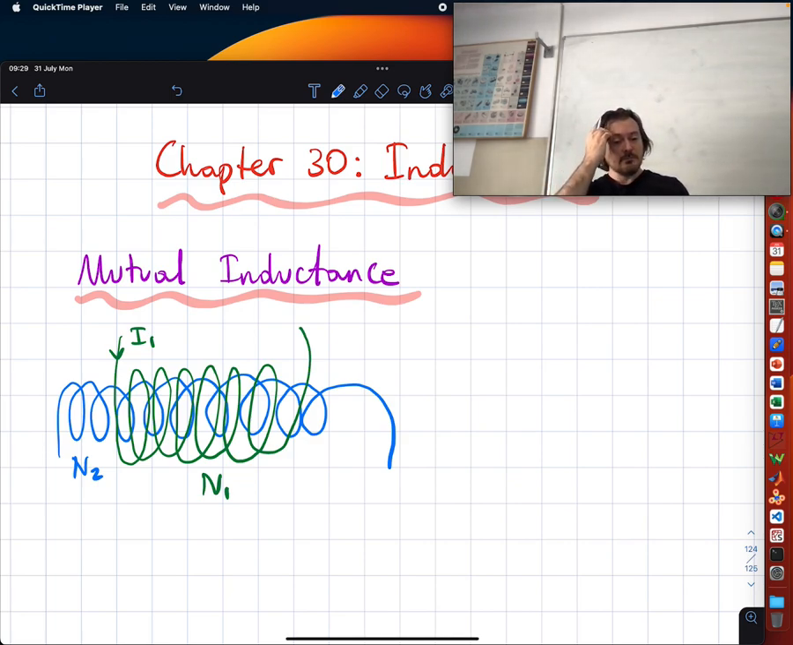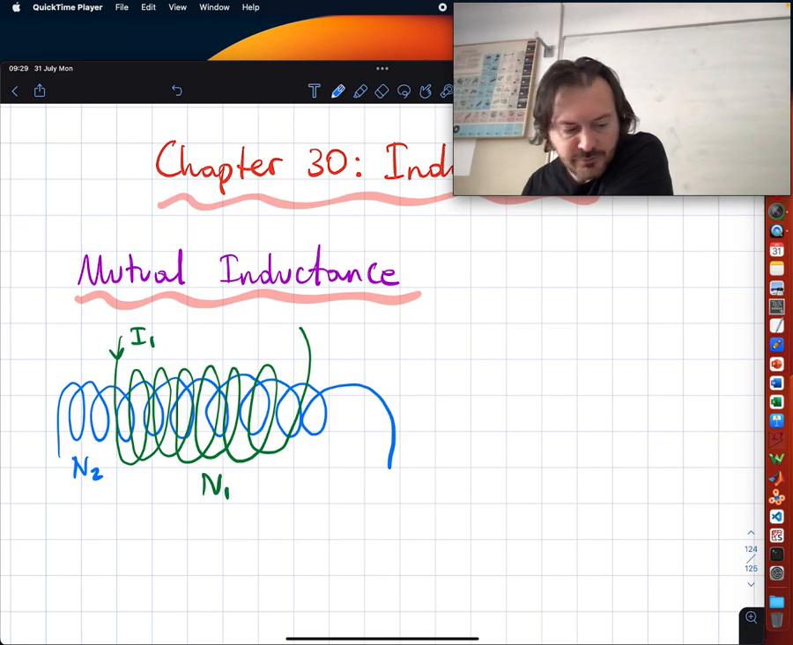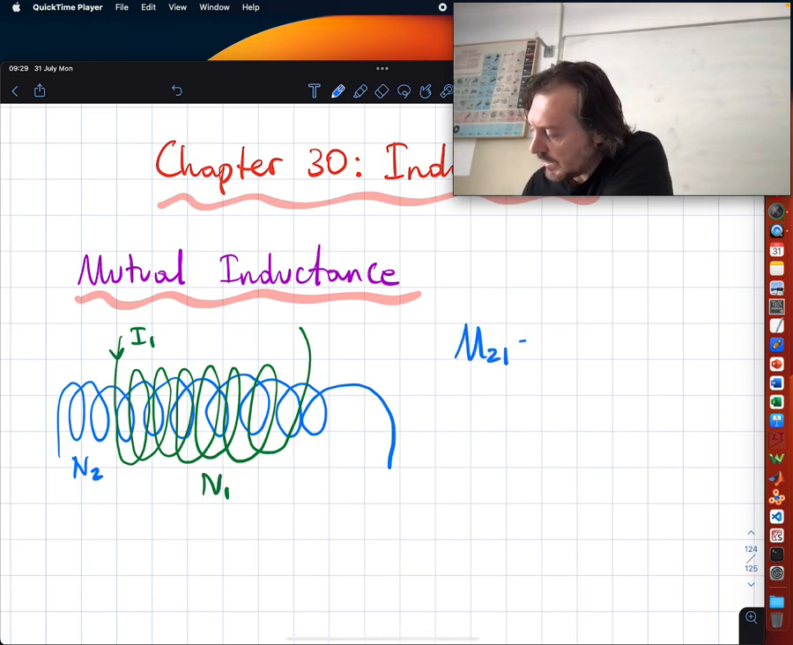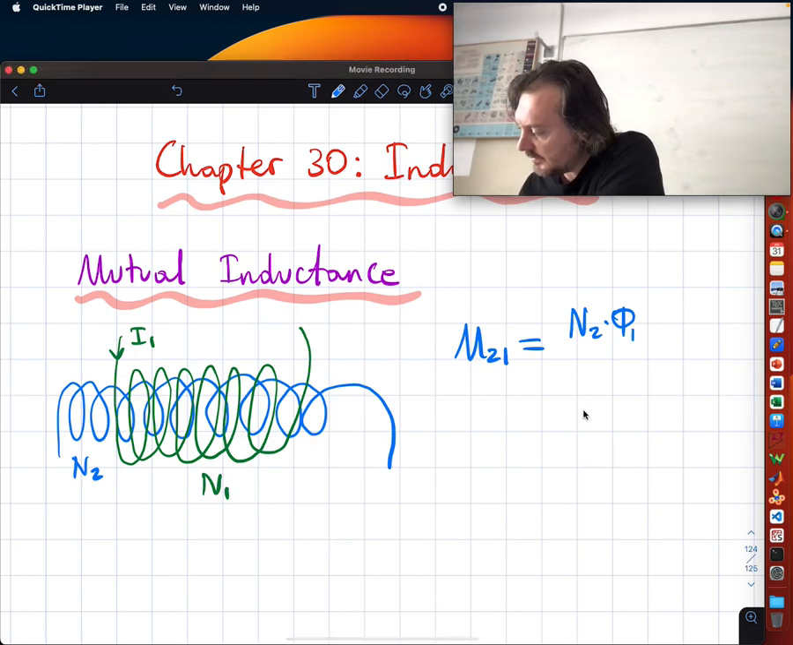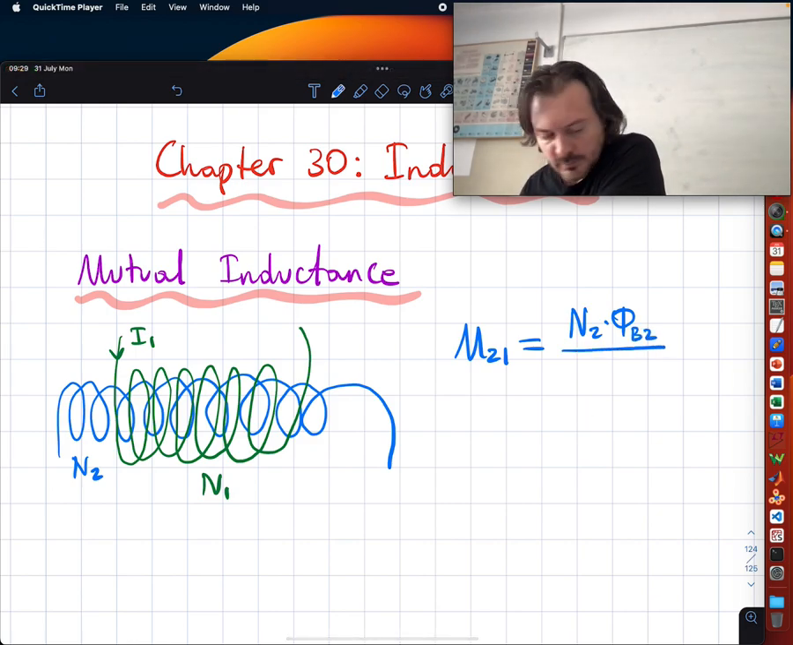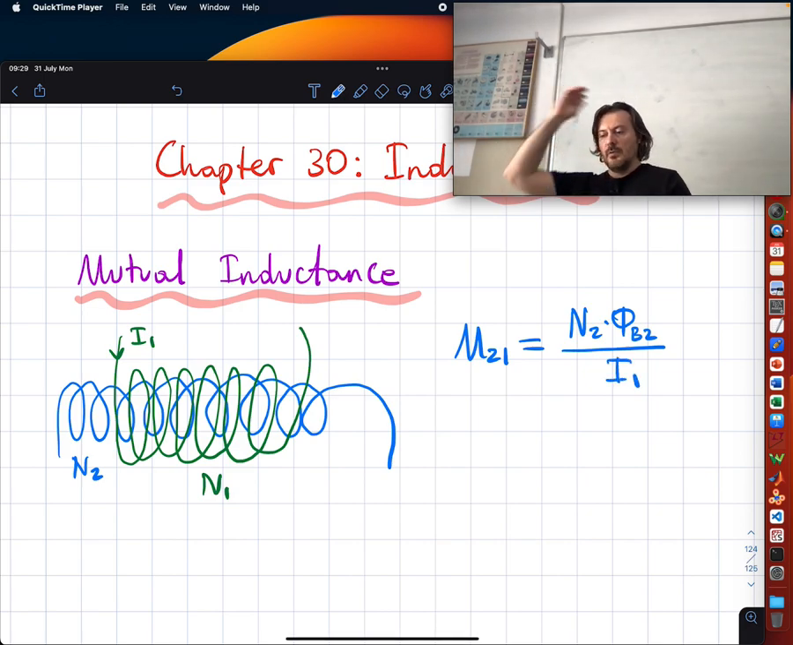Okay. So here is how you define mutual inductance. Mutual inductance 2,1 is N2 times phi because of the second one divided by I1. Now, what does it mean?